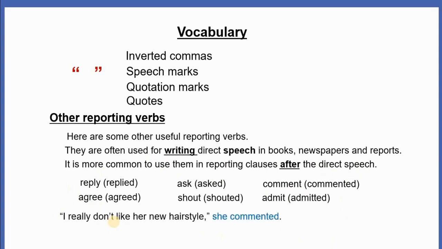So for example, "I really don't like her new hairstyle," she commented. "I don't want to stay with you anymore," he admitted. Alright? So here, we have used some different reporting verbs to write direct speech, and we have put the reporting clause after the direct speech. Alright?